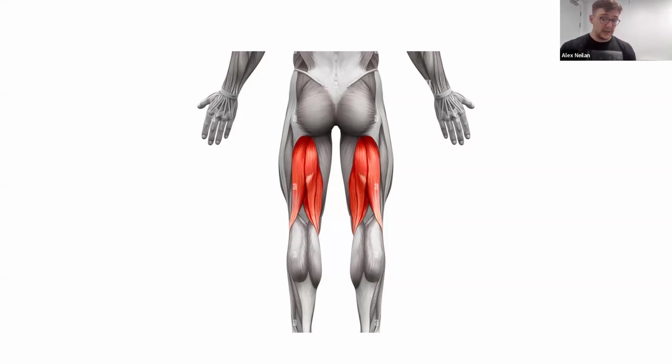Has anybody done a hamstring curl at the gym? Yep, absolutely. Hamstring curl is just a machine where you just bend your knees against resistance. You may have also done a standing hamstring curl, so a little bit of weight on the ankle, and we're just bending the leg up behind you. Okay, so that works the hamstrings as well. Okay, cool.